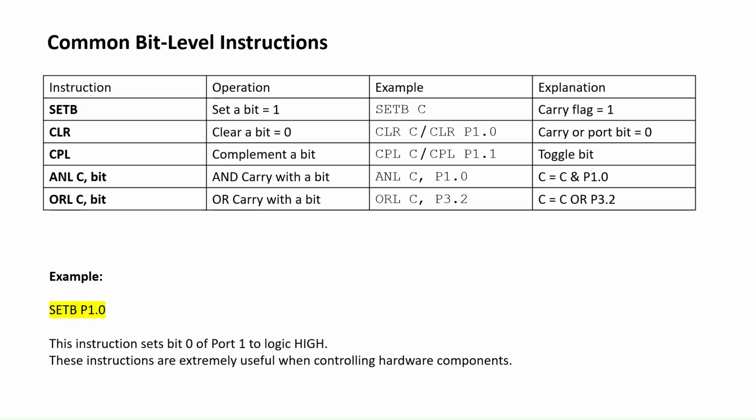ORL C, bit operation, performs an OR operation between carry and another bit. Syntax: ORL C, bit. Example: ORL C, P3.2. The operation is C equals C or P3.2. Example values: C equals 0, P3.2 equals 1. Result: C equals 0 or 1, which is equal to 1, meaning carry becomes 1.